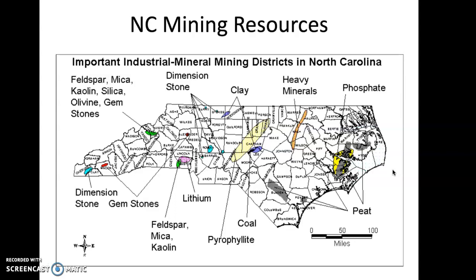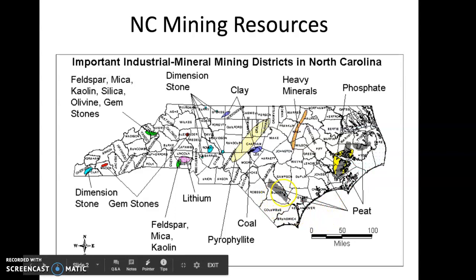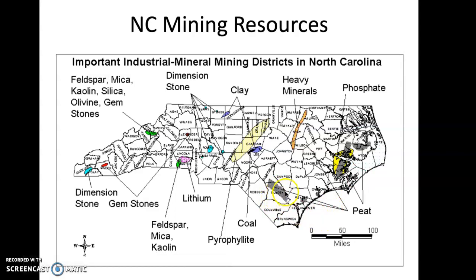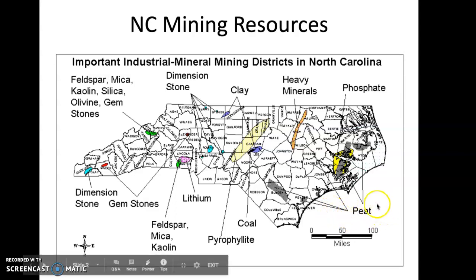Let's talk about North Carolina mining resources here. So, an important industrial mineral mining districts in North Carolina. Let's look at what we generally mine in Bladen County. If you look, you can find Bladen County right here on the map. We've got a grayish spotted blob right here. If you follow the indicator, you can see that we primarily mine peat in Bladen County.